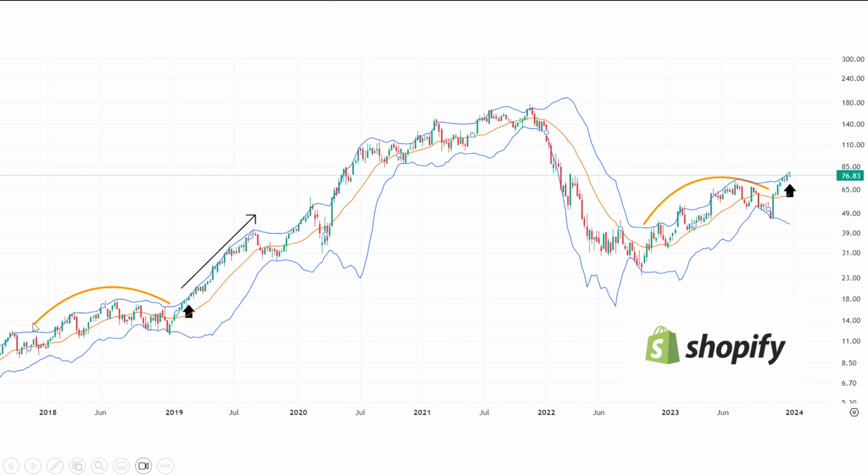This is Shopify. It likes to do this, and I spotted this kind of pattern. It likes to do a failed rounded top, and when it fails, finds support, it just goes up like crazy. It looks like we might be on a very similar trajectory here too. I spotted this around November, December, and sure enough, it seems to be working out so far.